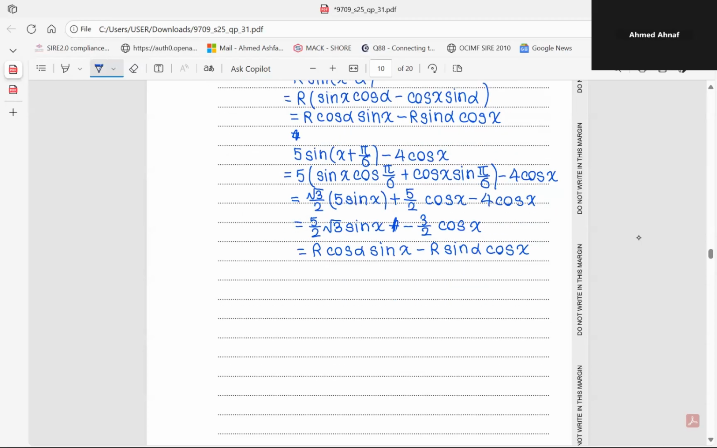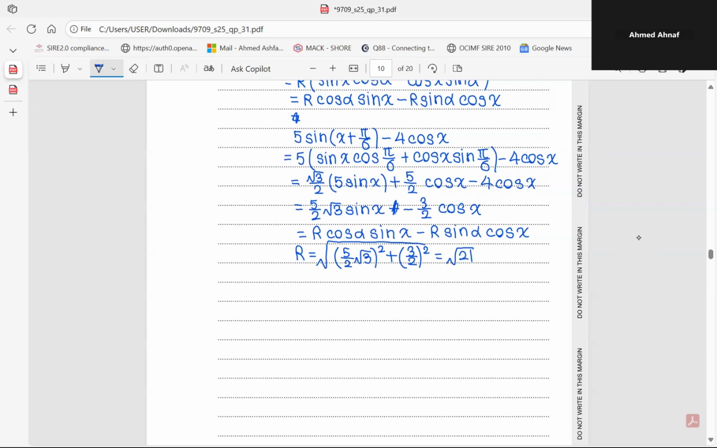Okay, so we're first going to have to find r. And to do that, we're going to take the coefficients of the sine x and cosine x, square them and add them up and find the square root. So this would just be square root of 5 over 2 square root 3 squared plus 3 over 2 squared. So let me type it into my calculator. That will give us square root 21.